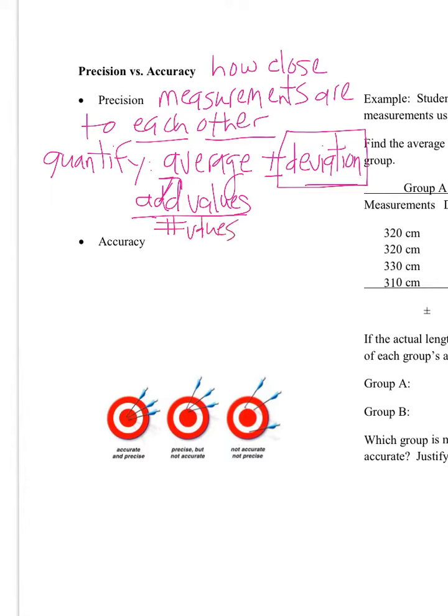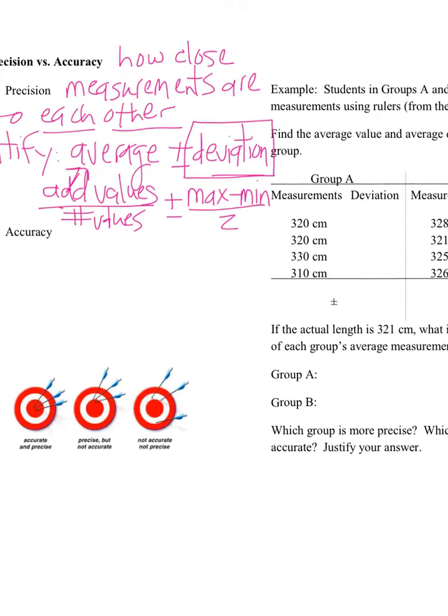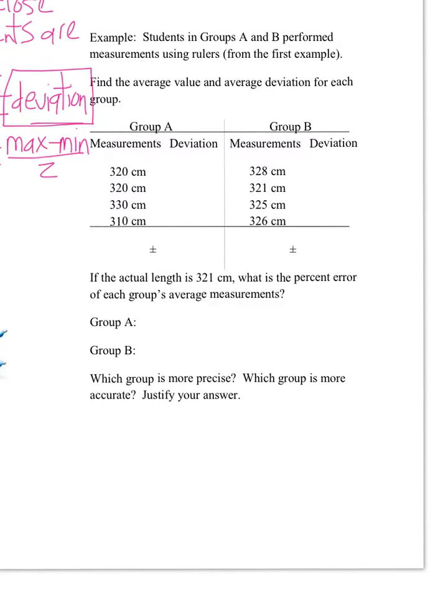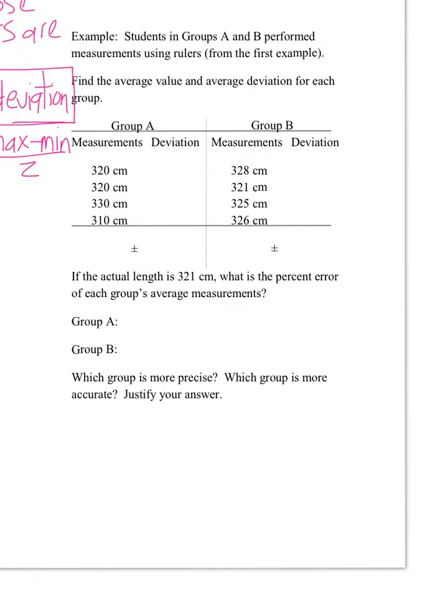Okay, so we write a number for average, and then we put this little plus minus here. That means plus or minus. And to calculate the deviation, we take the maximum of our values, the biggest number, minus the smallest number, the minimum, okay? And we have to divide that by 2 to get the deviation away from the middle. Okay, so that's how we do it, average plus or minus the deviation. I'm going to come over here to the example, and we'll see if this makes sense.